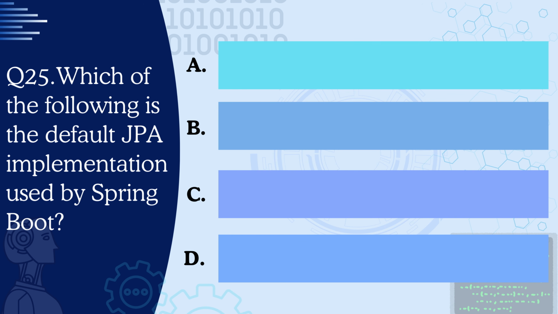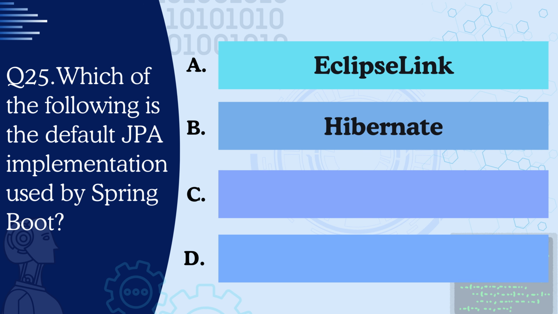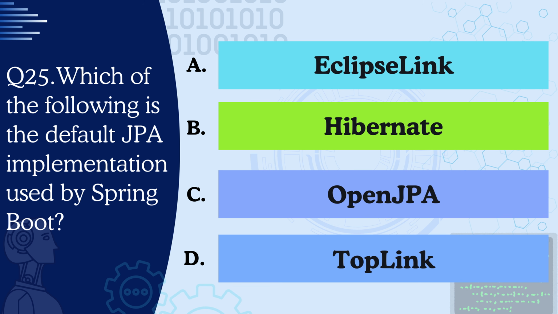Question 25. Which of the following is the default JPA implementation used by Spring Boot? A. EclipseLink, B. Hibernate, C. OpenJPA, or D. TopLink. The correct answer is B. Hibernate.